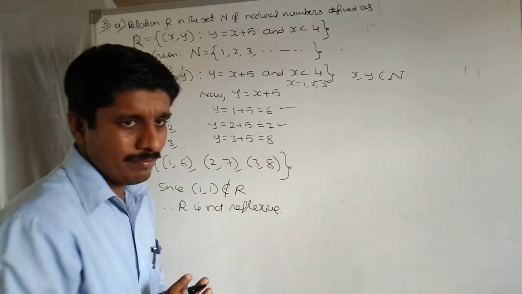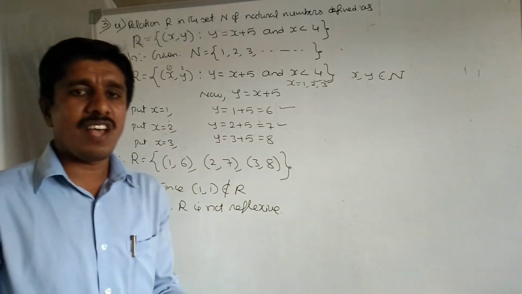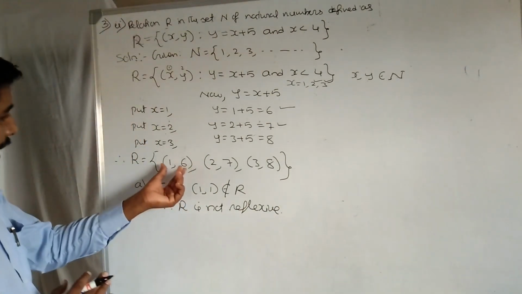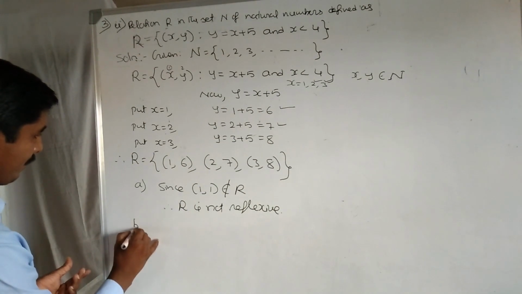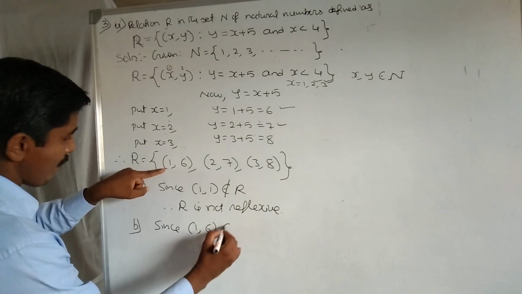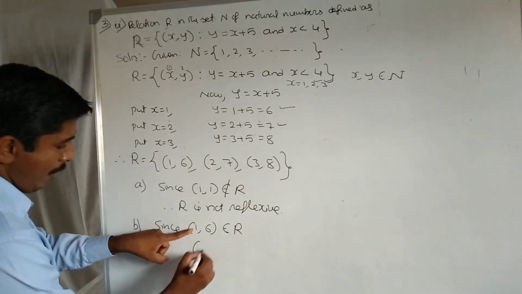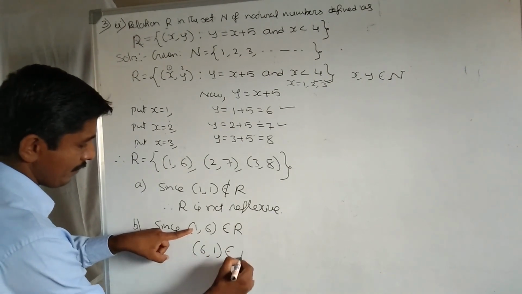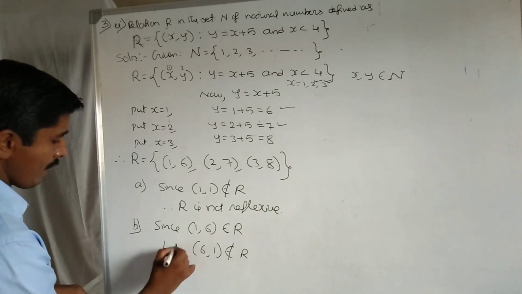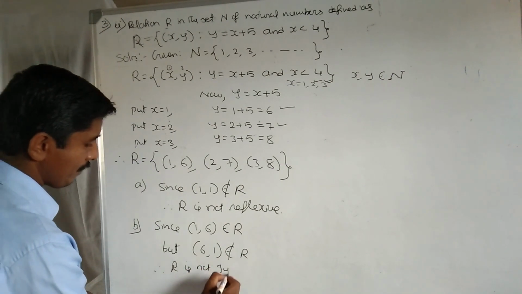Easy one. Next, symmetric means if (a, b) belongs to R, then (b, a) belongs to R, and the relation is symmetric. Here take any one element, (1, 6). Clearly (1, 6) belongs to the relation. What about (6, 1)? Does it belong to the relation? (6, 1) does not belong to the relation. Therefore R is not symmetric.